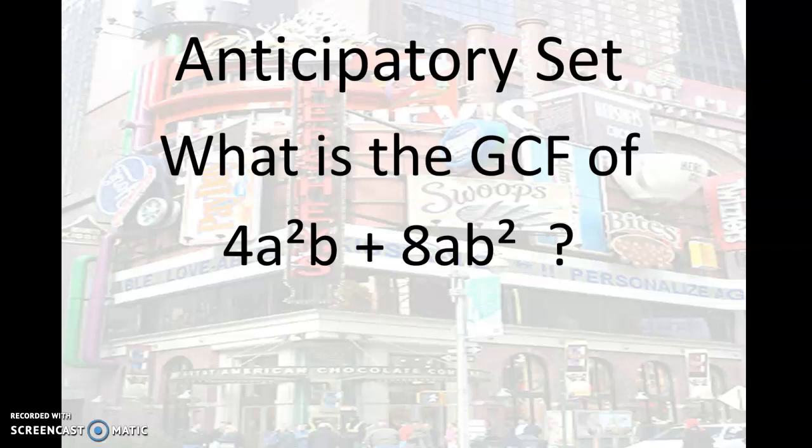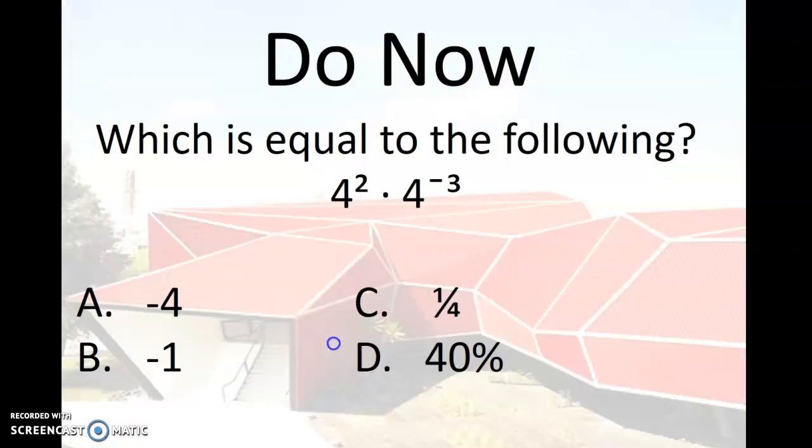And you should be familiar with greatest common factor. What is the greatest common factor of those two terms? So look at the coefficients first, 4 and 8. What is the biggest number that multiplies to be 4? It's 4. And it happens to be a factor of 8. So therefore 4 is going to be part of our GCF.